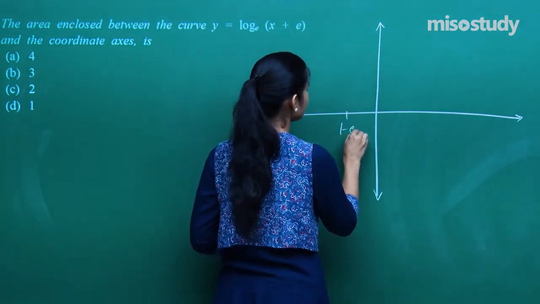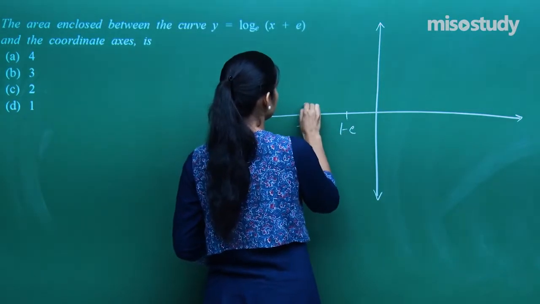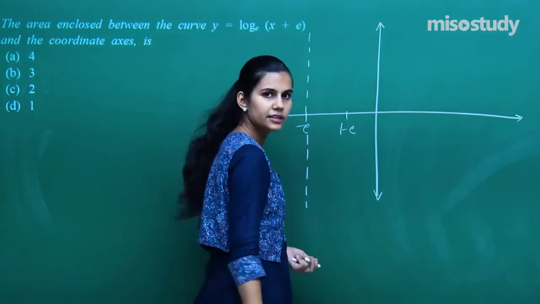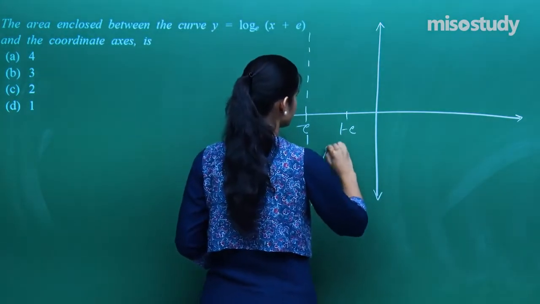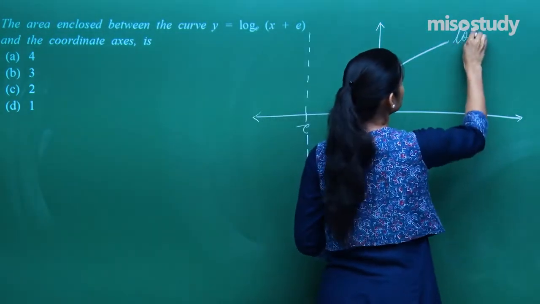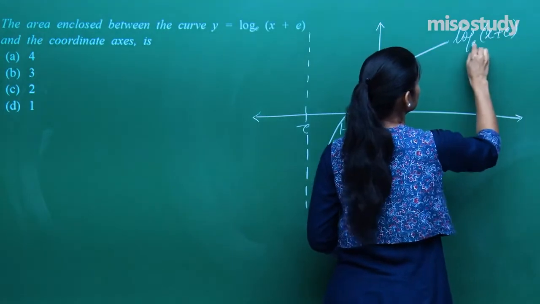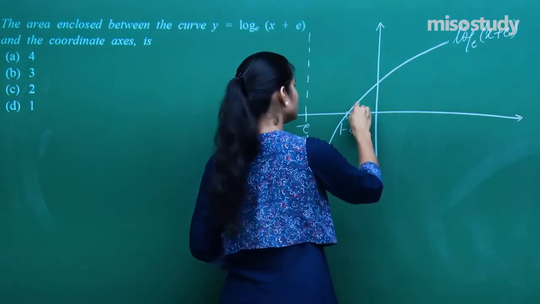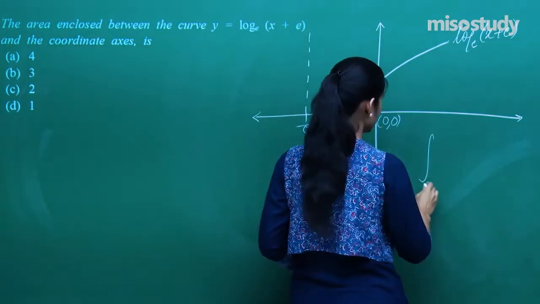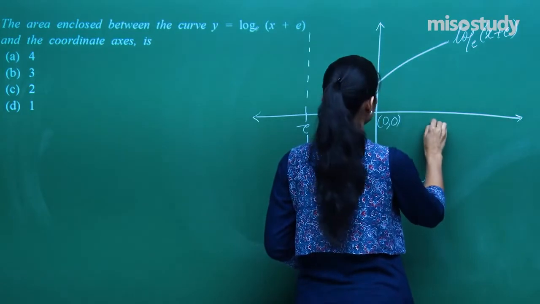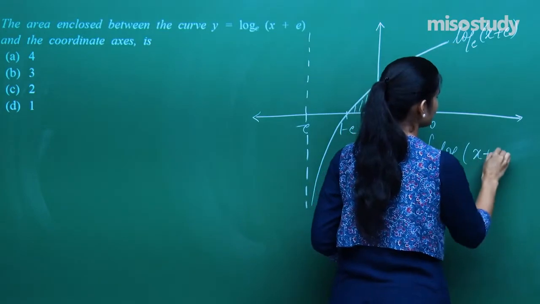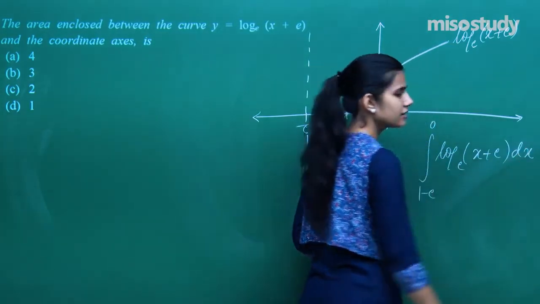This is somewhere 1 minus e. This is somewhere minus e. Here it is not defined. Log 0 is not defined, right? And somehow like this, the graph is going to go of log x plus e to the base e. Question is to find this area. Now it's pretty simple. It just says from 1 minus e to 0, log of x plus e to the base e dx.